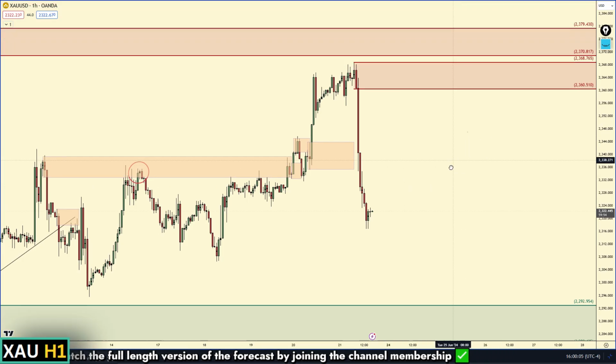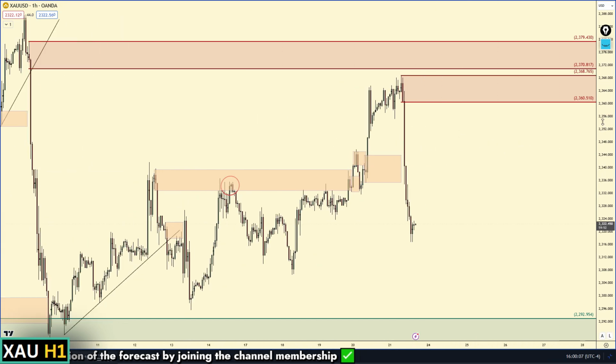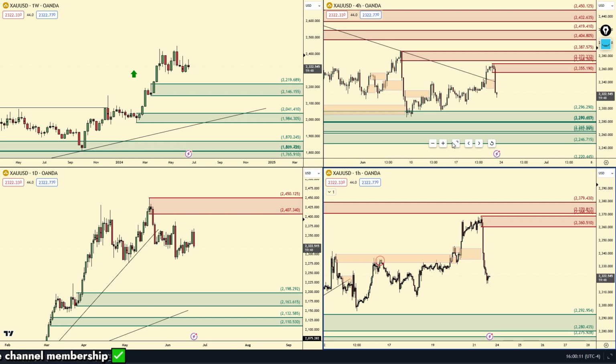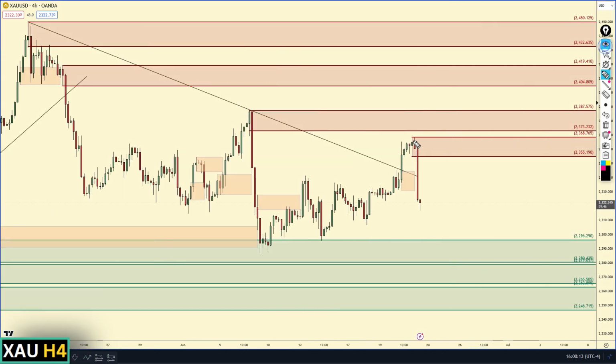So this is the 1-hour chart of gold. Not much to go off of it as of now. Yeah, we could see the move off of the 1-hour supply above, but honestly, going back to the 4-hour chart, I would rather focus on these 2 very clean looking 4-hour supply zones that we could potentially look for shorts.